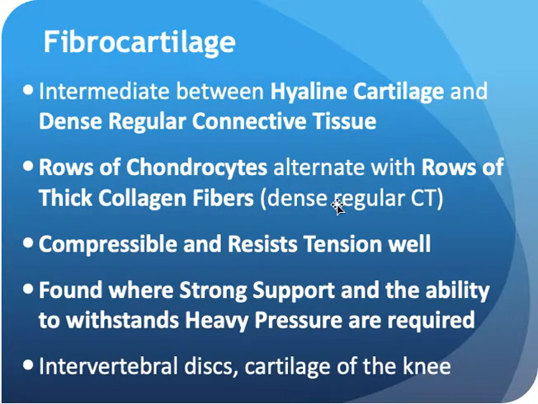Okay, so here is our last one, which is our fibrocartilage. It's an intermediate between hyaline cartilage and dense regular connective tissue. You get rows of chondrocytes, and they alternate with rows of thick collagen fibers. Okay, so dense regular connective tissue. It's compressible and resists tension well, and it's found where strong support and the ability to withstand heavy pressure are required.